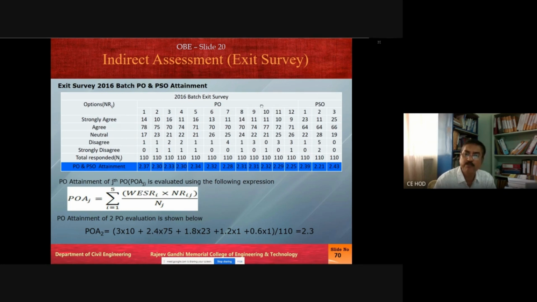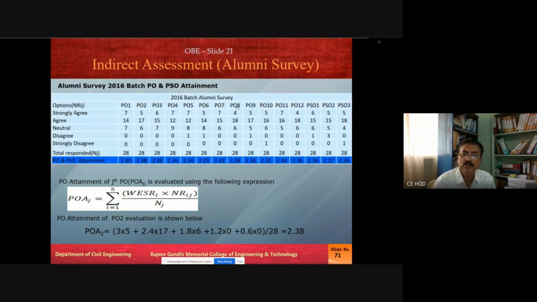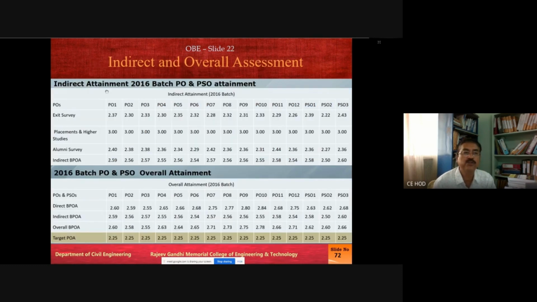The same method is followed for the alumni survey also. Here, based on how many students have given the alumni survey, weightages have been given and the PO attainment calculated as 2.38, sir. Now in this slide I am showing the consolidated indirect attainment. We have considered the exit survey, placement and higher studies, and the alumni survey. I am showing the average indirect batch attainments here.